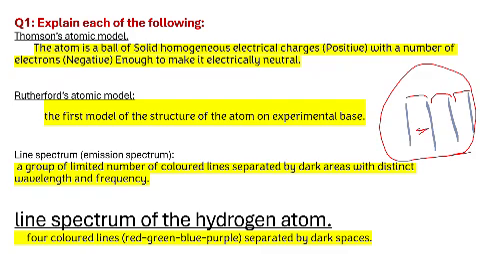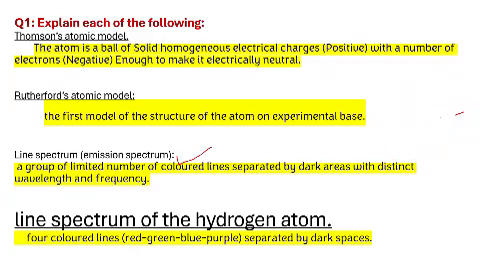This area is dark, this area is dark, and here is another dark area. This is a characteristic property for any element. No two elements have the same line or emission spectrum. It differs from one element to another. So we say that it's like a fingerprint. We describe it as a fingerprint, okay? And now we come to the line spectrum for the hydrogen atom.